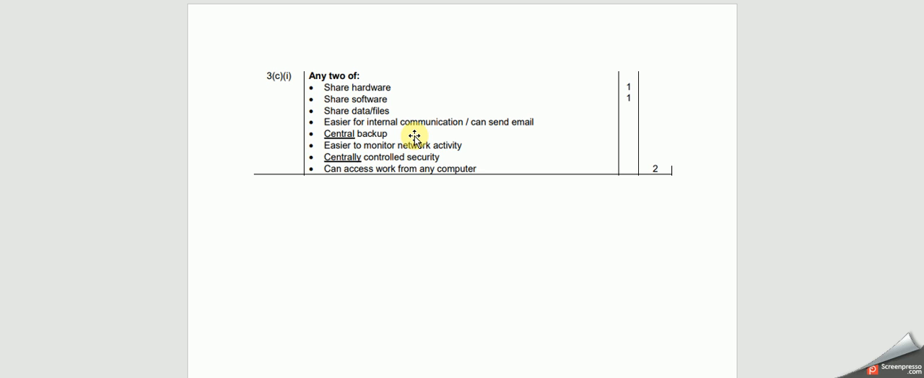Easier to monitor the network, so that's how we monitor what you're doing in school, because we have a network manager, and we can view what you're doing. Central security, using usernames and passwords. And you can access your work from any computer. So in my old school, we had an IT lab where instead of laptops, you had PCs, and you can log on to any computer and you can still access your work.